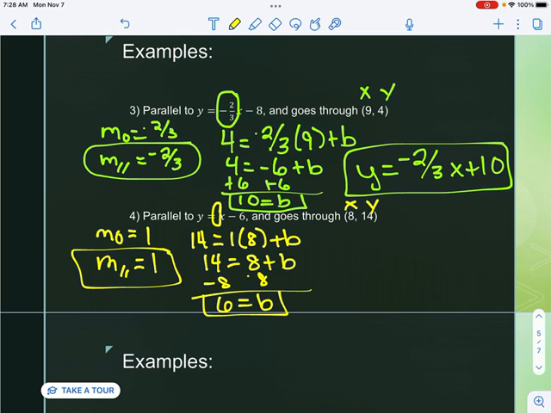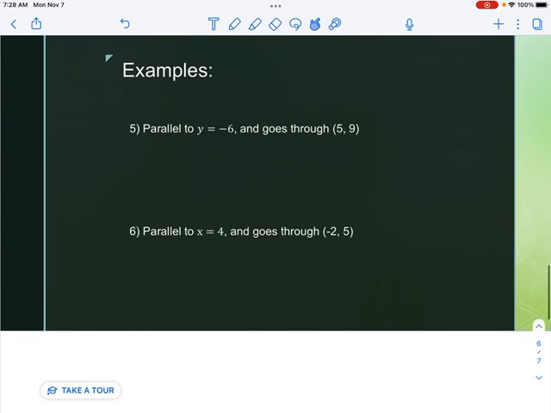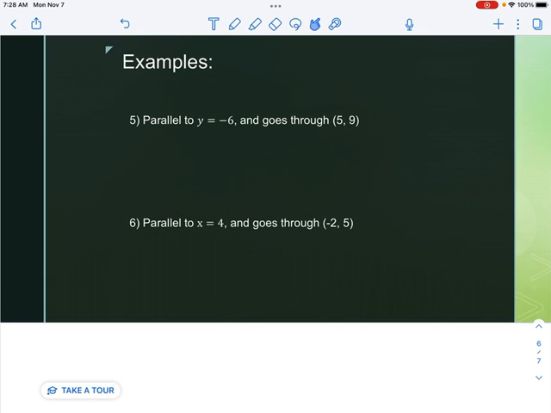So I take my slope, my y-intercept, so y equals 1x plus 6. And there would be our equation. All right, these last two then, let's go ahead and try a couple of the specials here. So this time it says parallel to y equals negative 6. So if you think the slope of my original is 0 because it's a horizontal line, so the slope of my parallel line is 0 because it also has to be a horizontal line.